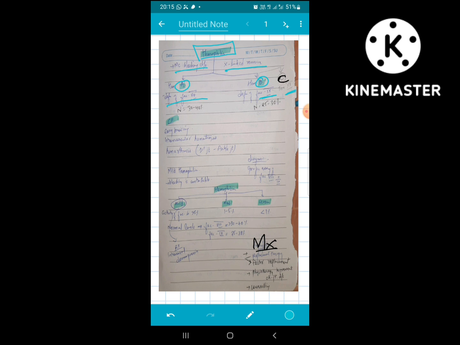And then normally, the normal amount of factor 8 present in the body is 30 to 40%, and the normal range of factor 9 is 25 to 30%. So a reduction from these normal amounts will cause hemophilia A, B, or C.